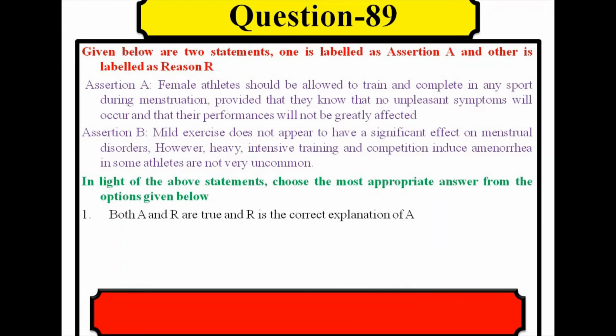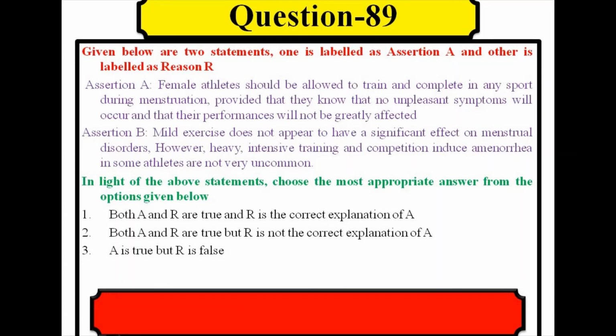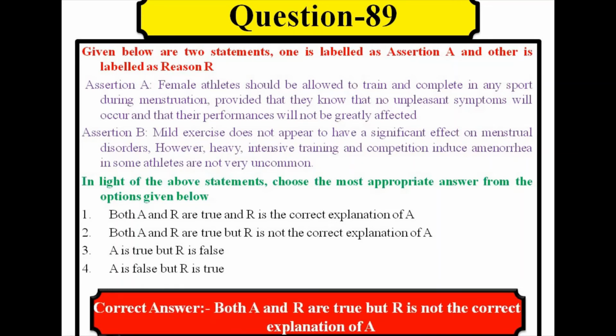Both A and R are true and R is the correct explanation of A. Both A and R are true but R is not the correct explanation of A. A is true but R is false. A is false but R is true. Correct answer: both A and R are true but R is not the correct explanation of A.